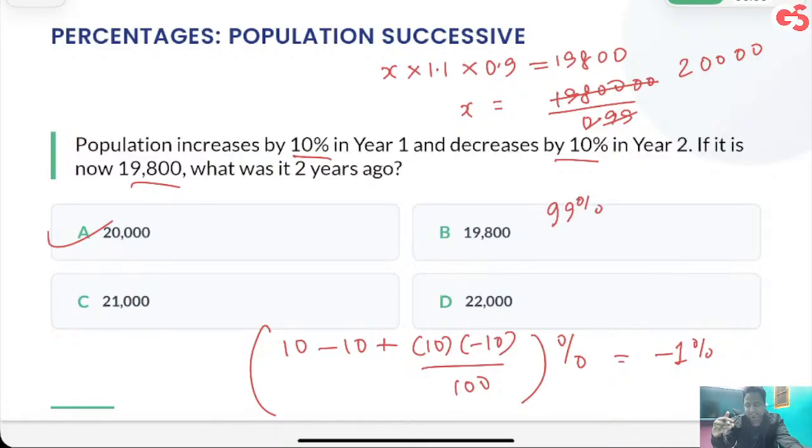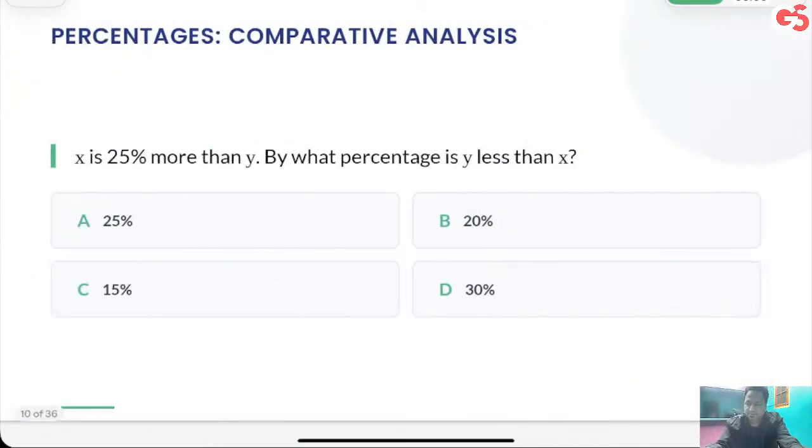1% कम हो गए, बचा कितना? 99%. 99% is 19,800. So 100% must be 20,000. All right, that is the answer. So both ways you can solve the question. Now going to next one.